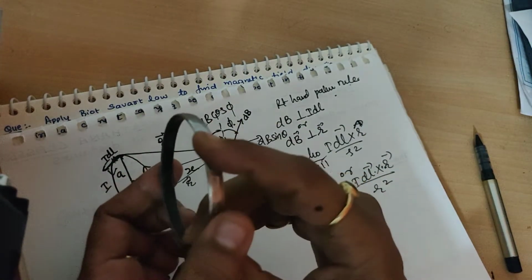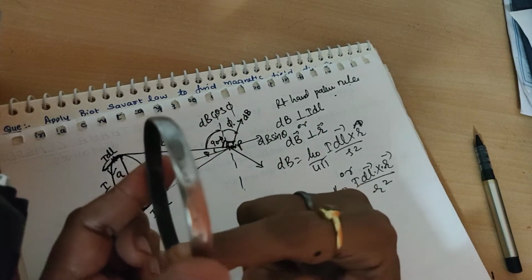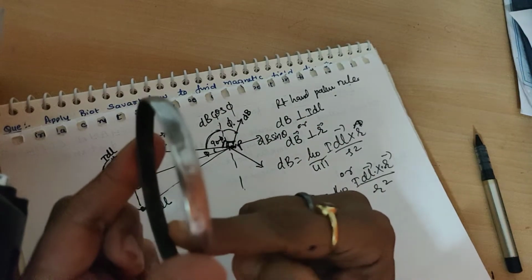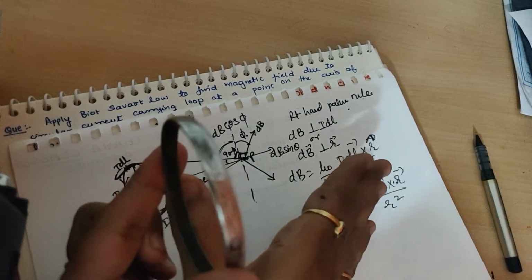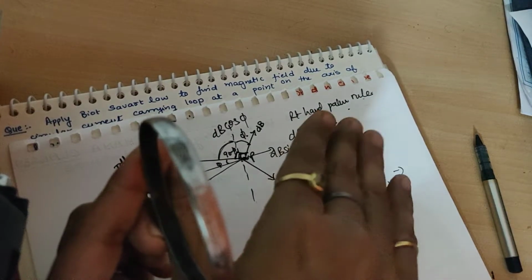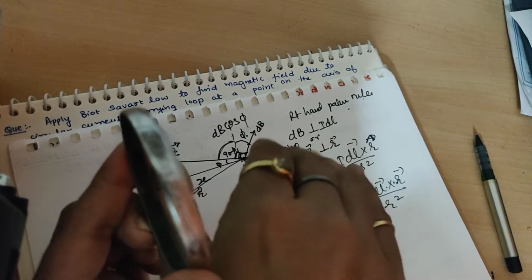Now you can see that current is suppose flowing here. So you can see this current will go down. The current will go down. So where you will move your fingers? Towards the palm.